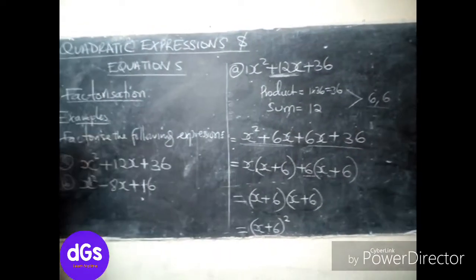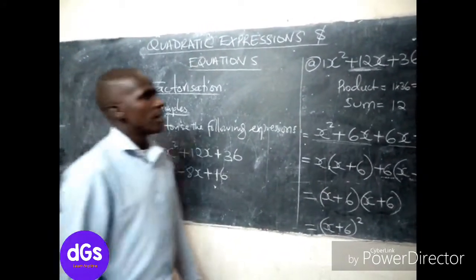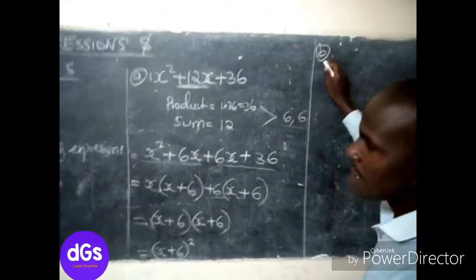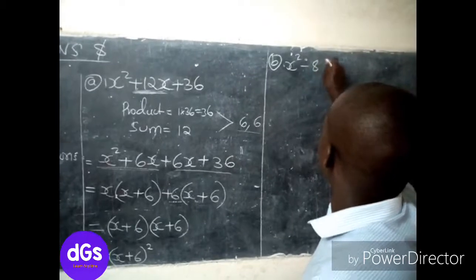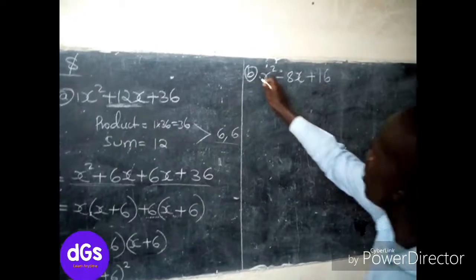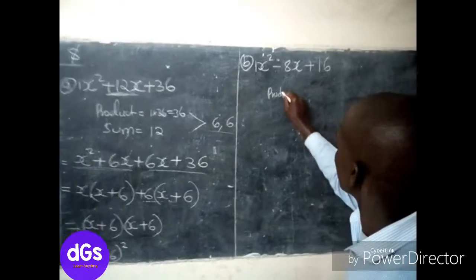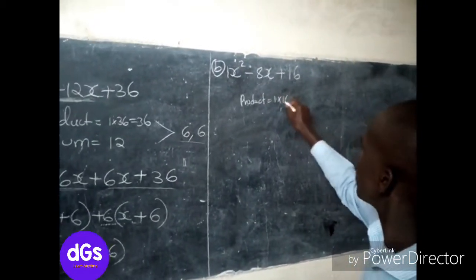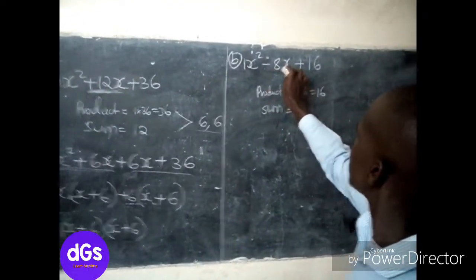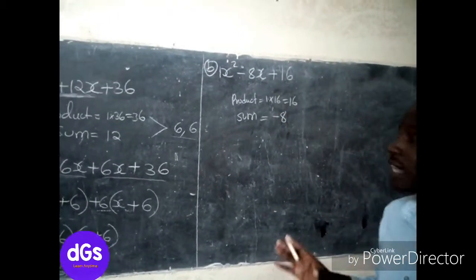Now the other question is part B, and we're going to solve it on the other end, and we see how you go about it. Now in part B we have x squared minus 8x plus 16. So here we have 1, here we have 16. We will pick two values whose product should be 16, and whose sum should be the number accompanying x, and that number is negative 8.